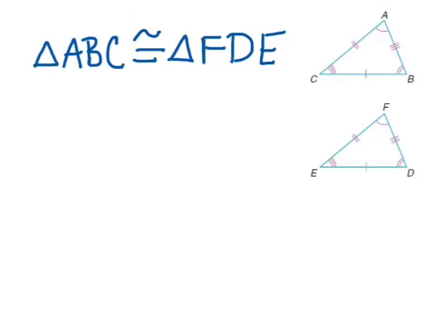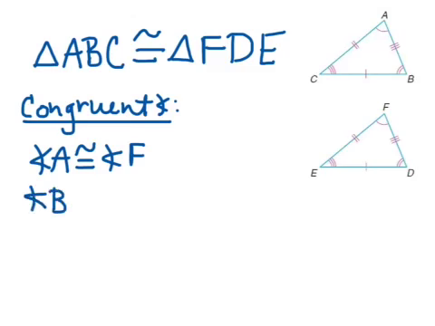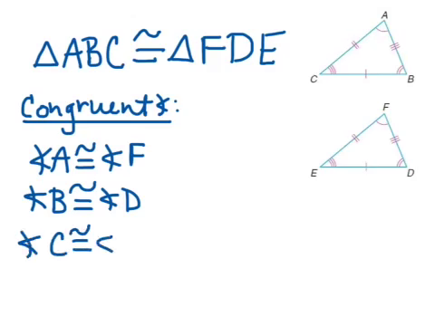The corresponding parts are the congruent angles, listed here. Angle A is congruent to angle F. Angle B is congruent to angle D. And angle C is congruent to angle E. Also, we can list the congruent sides. I'll use my congruent symbol here.